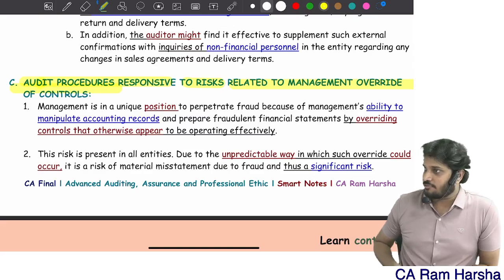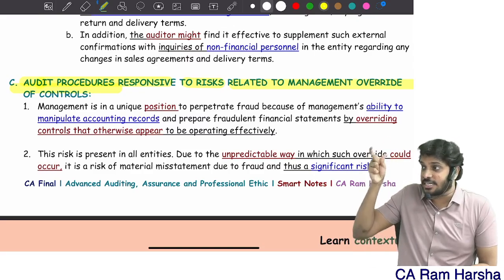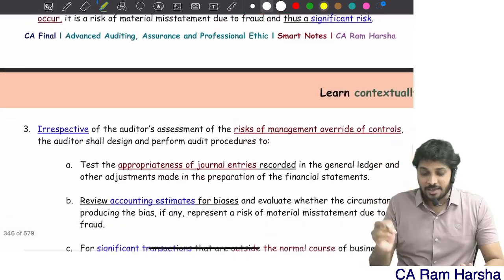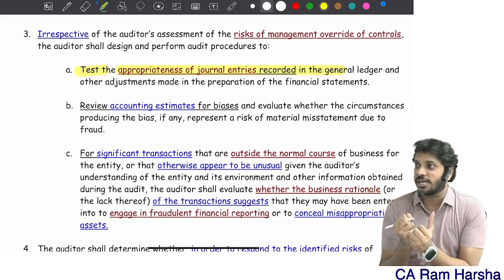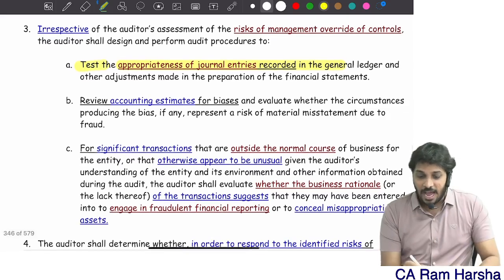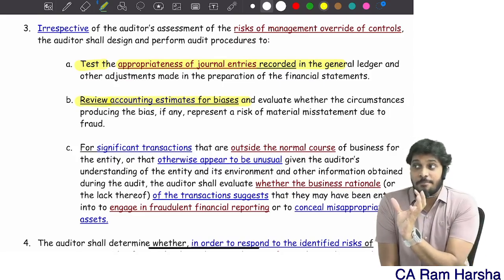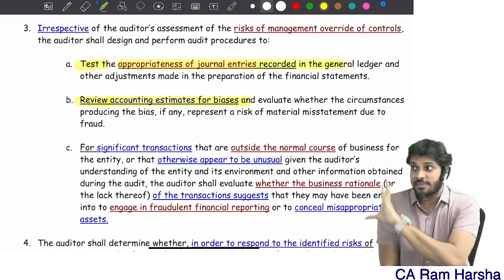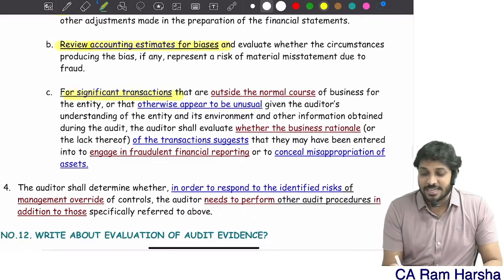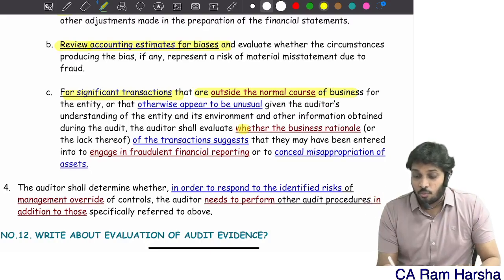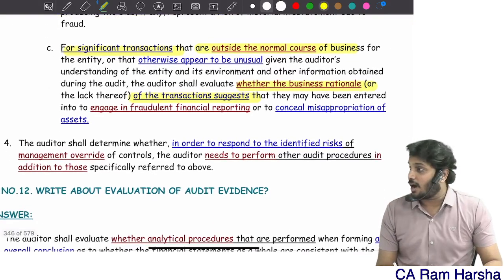Suppose you identified a risk of overriding of controls by the management. How will you verify whether management overrode controls and recorded fictitious entries or omitted transactions? How do you identify? I will simply test the journal entries which they recorded. Whether they are fictitious or not, I can find out easily. I will review accounting estimates. For frauds related to overriding of controls, they manipulate the estimates, they manipulate the judgment. Now I will review whether the estimates are proper or not. For significant transactions outside the normal course of business, I will verify the business necessity and the business rationale of the transaction. Are you getting it?